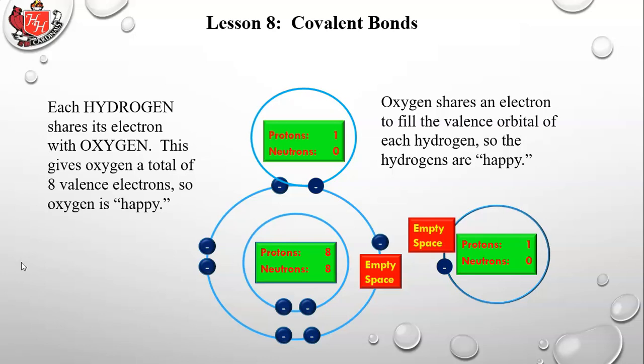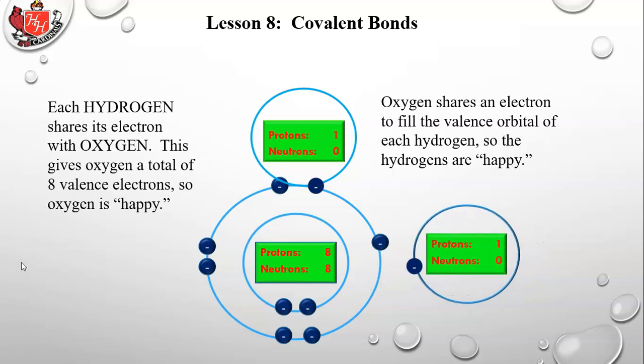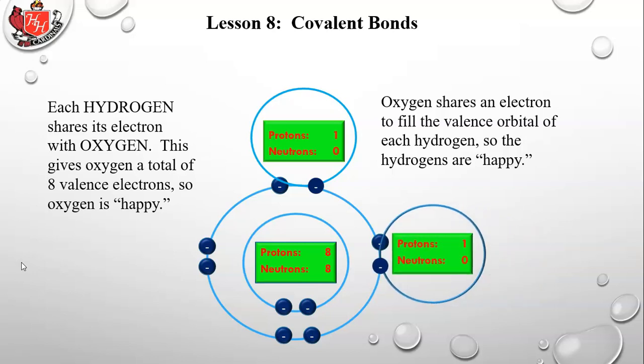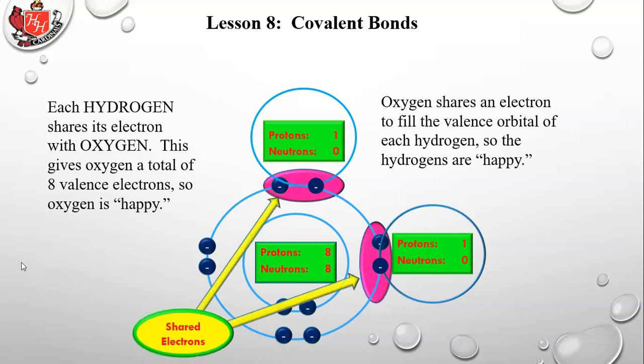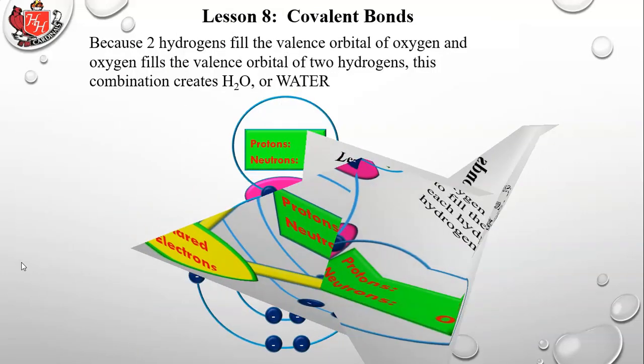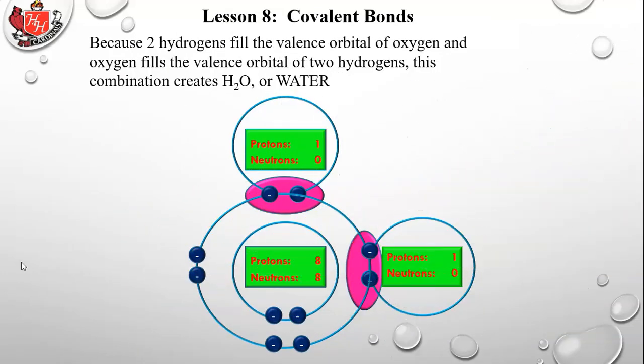On the right, you see that the same thing will happen. So they come over, oxygen shares that electron with hydrogen, hydrogen shares its electron with oxygen. So those are the shared electrons. Because two hydrogens fill the valence orbital of oxygen and oxygen fills the valence orbital of two hydrogens, this combination creates water, H2O. Notice that those electrons that are shared in the purple there, they're being double counted.